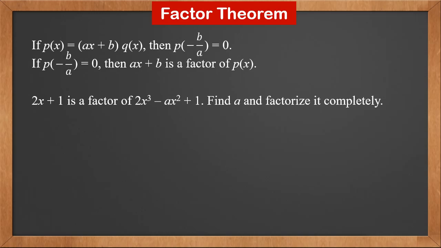2x plus 1 is a factor of 2x cubed minus a x squared plus 1. Find a and factorize it completely. According to the factor theorem, p(minus half) is 0. So we put minus half in the polynomial, and get 2 times (minus half) cubed minus a times (minus half) squared plus 1. This is minus a quarter a plus 1, and it is 0. Therefore, a is 3.